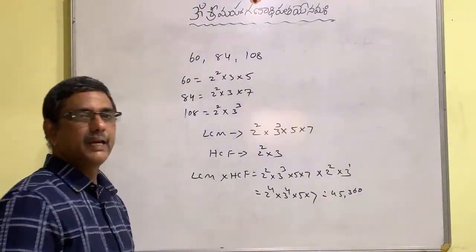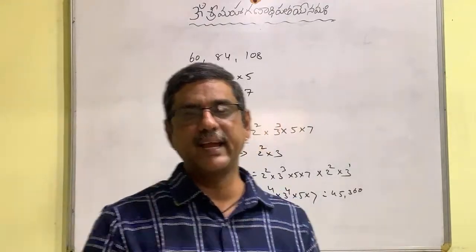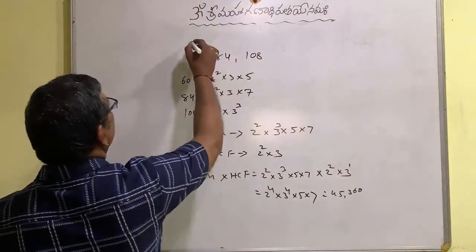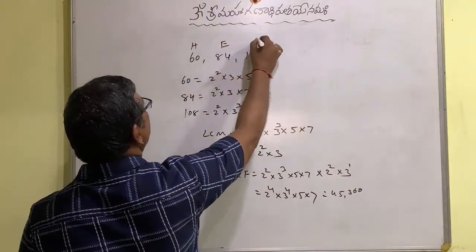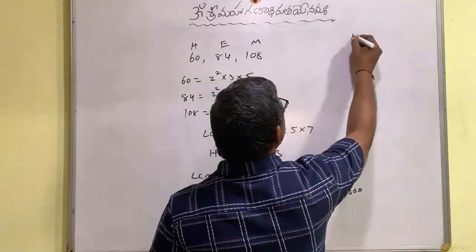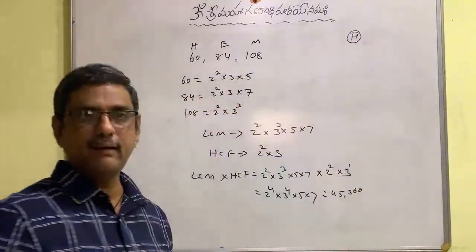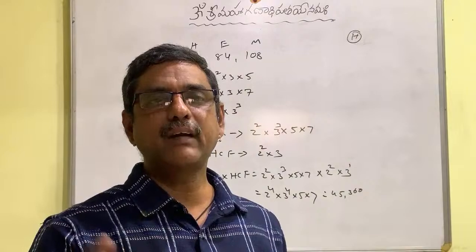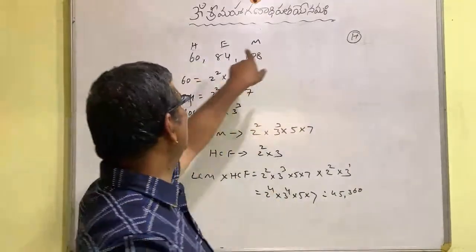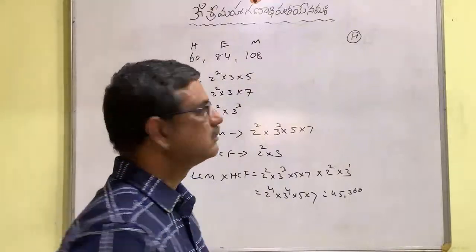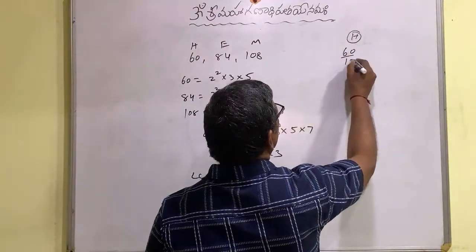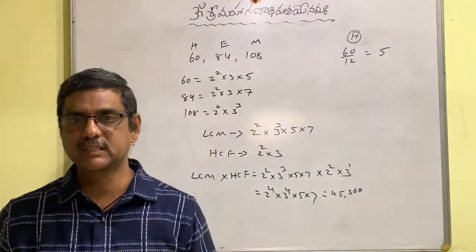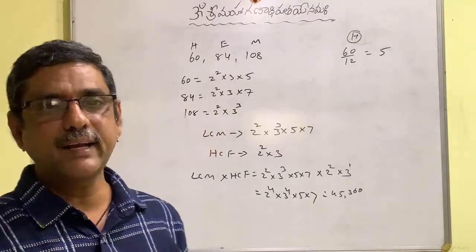Next. Minimum number of rooms required to conduct the activity. See, Hindi, English, math. For Hindi, how many rooms are required? Each room should be allotted for 12 students. And total number of Hindi students 60 are there. So 60 by 12, 5 rooms. We need 5 rooms for Hindi students.